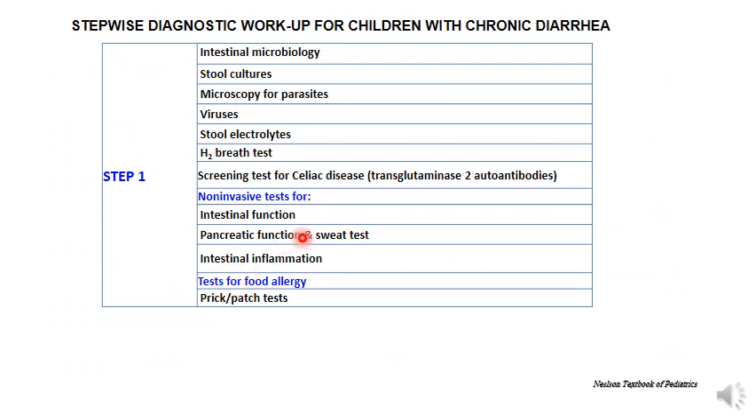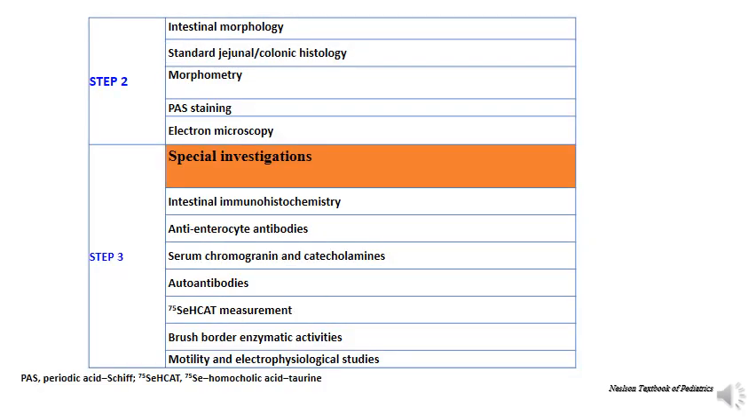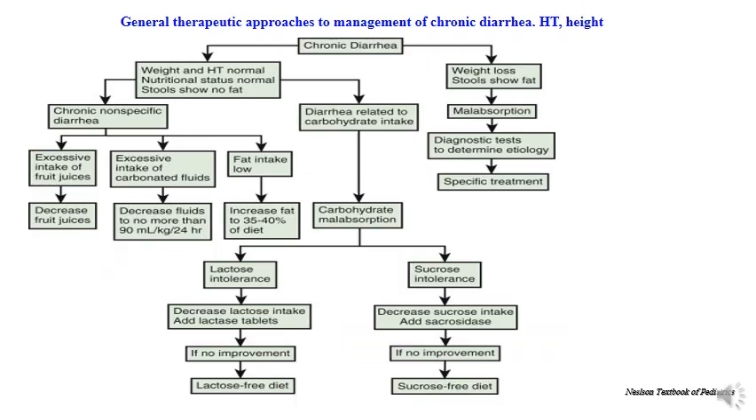So stepwise, I told you before, start with simple, non-invasive investigation, and come to invasive investigation, goes to the endoscopy. Here, a similar approach to a child with chronic diarrhea, and check the height of the child, whether short or not, body weight, weight loss, and you check each one step by step.